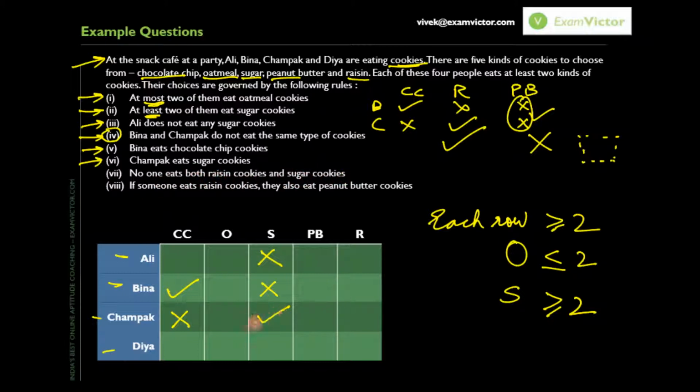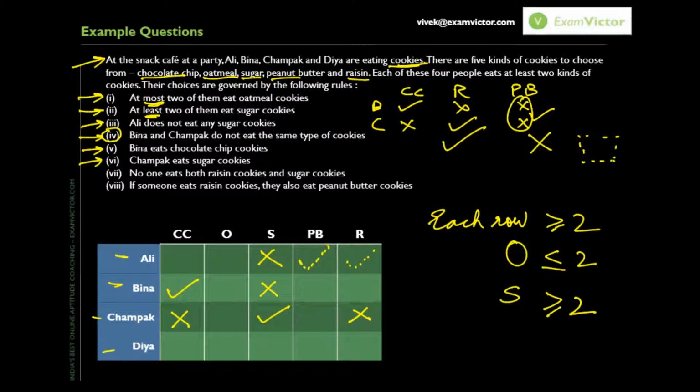So Champak is eating sugar cookies, so automatically he cannot eat raisin cookies. That's fine. And the last point, if someone eats raisin cookies, they also eat peanut butter cookies. So we don't have anybody who is eating raisin cookies, but what it is saying is that hypothetically, if let's say Ali was eating a raisin cookie, then automatically Ali has to eat a peanut butter cookie also. It's compulsory.